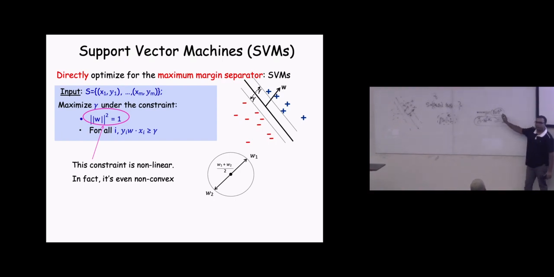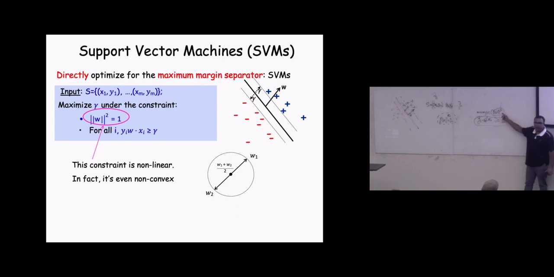So again, we have an optimization problem. And what kind of optimization problem is this? Is this linear? Is this quadratic? Polynomial? Exponential? Which one? Quadratic. It's quadratic. It's a square.